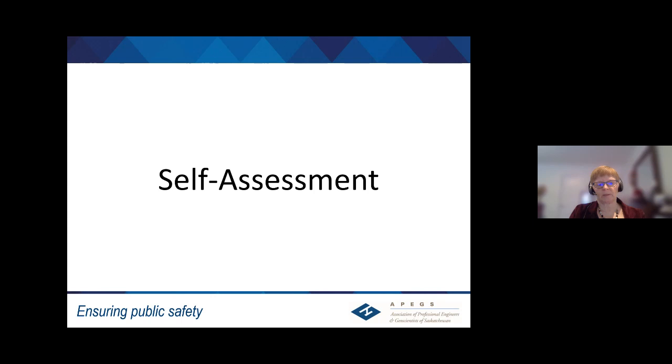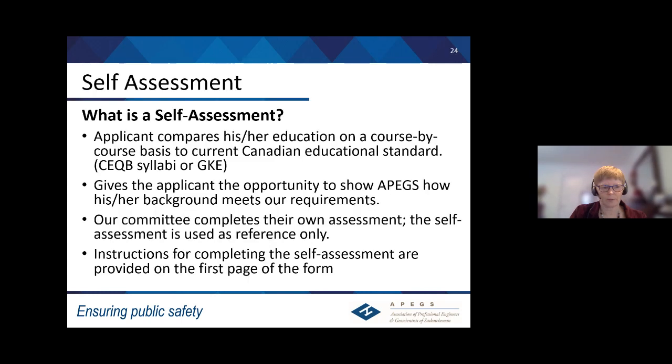Okay, so I'm going to spend a little bit of time now talking about the self-assessment process. This is a very important part of your application, and doing a careful job on it is likely to produce a better outcome. The self-assessment process gives the applicants a chance to compare their education to the current Canadian educational standards. So for engineering, this would be the CEQB syllabi, and for geoscience, it would be the geoscience knowledge and experience requirements document that was created by Geoscientists Canada.